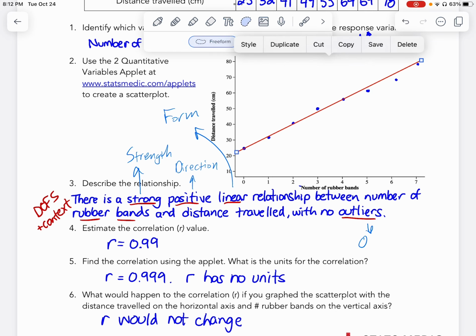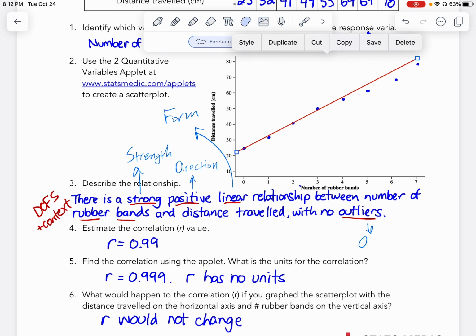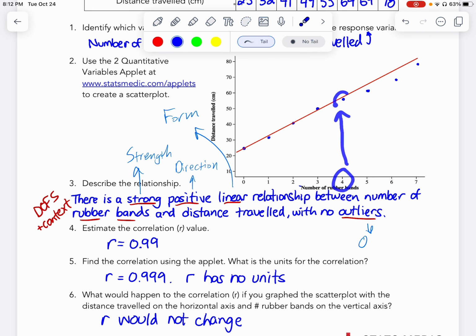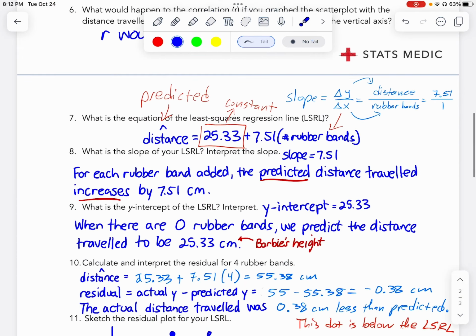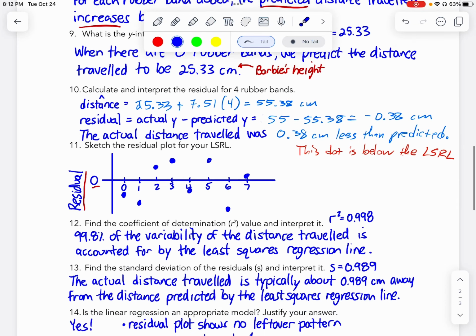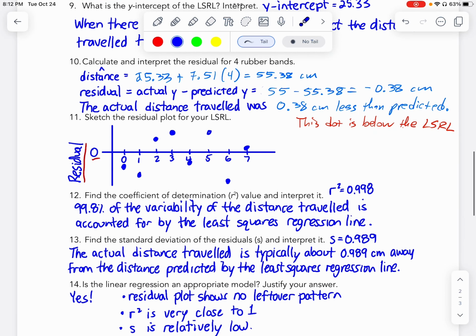Roughly. Cheat it up so it fits my narrative. There we go. So it's the 4 rubber bands. That dot is slightly below the line. Okay. So in reality, she didn't fall as far as they thought and predicted she would.